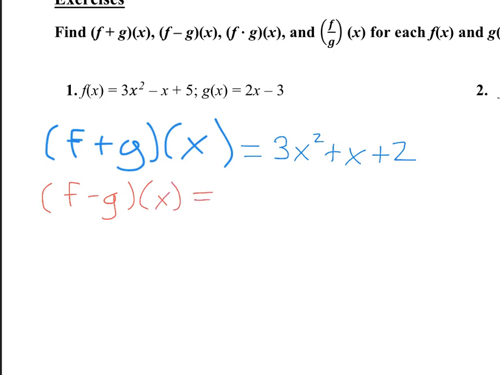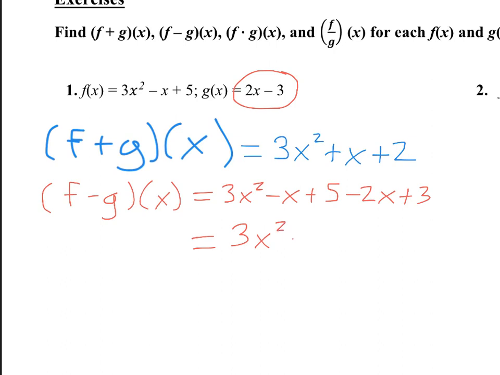Okay, so to save room again, I won't recopy the problem. I just want to make sure I distribute a negative to both of these before I combine like terms. So this is going to be 3x squared minus x plus 5. And then I'm going to subtract both items from g of x. So minus 2x plus 3. And then combine like terms, and I get 3x squared minus 3x plus 8. So I'll box this answer, and I'll box my previous answer.